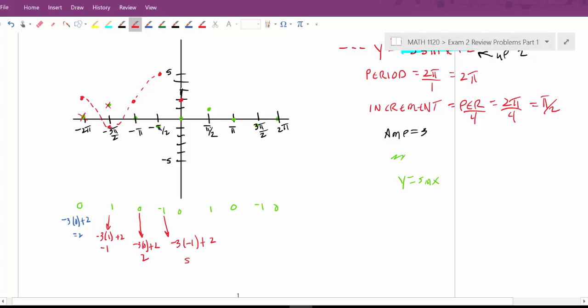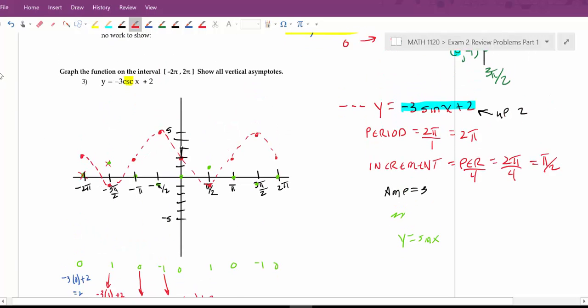This one's going to go down to negative 1. Okay, this one's going to go back up to 2. This one's going to go to a max of 5. And this one will go back to the midpoint like that. So you just sort of crunch those things out one by one. Okay, then you're basically ready to get your cosecant graph.